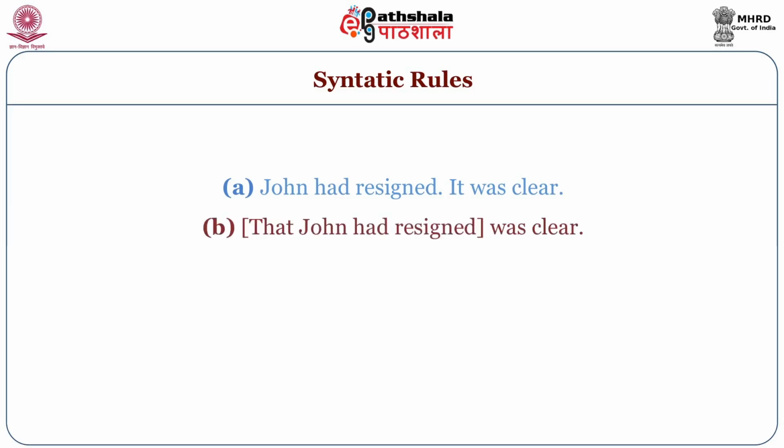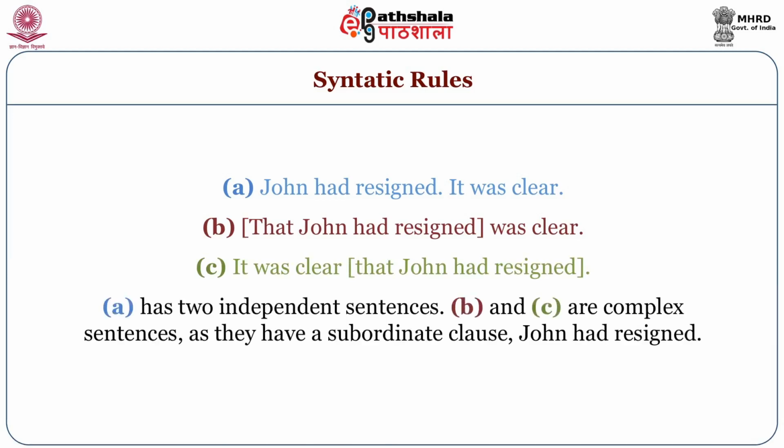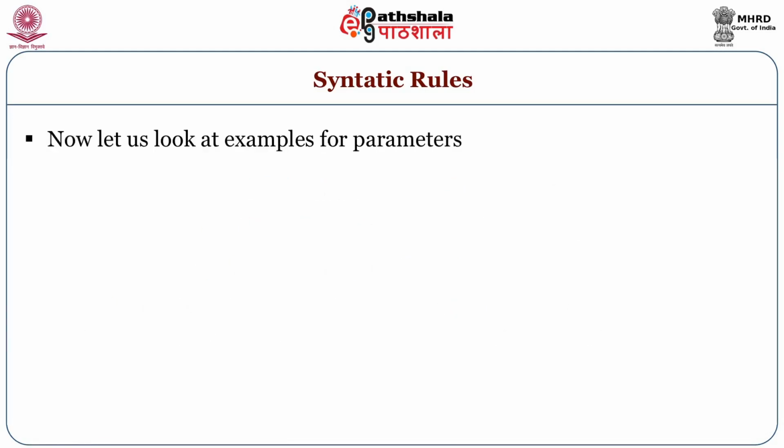Second sentence, we can say that John had resigned within square brackets was clear. Or another form may be, it was clear that John had resigned. Now sentence A, John had resigned, it was clear, has two independent sentences, while B and C are complex sentences and they have a subordinate clause, John had resigned. Now let us look at examples for parameters.